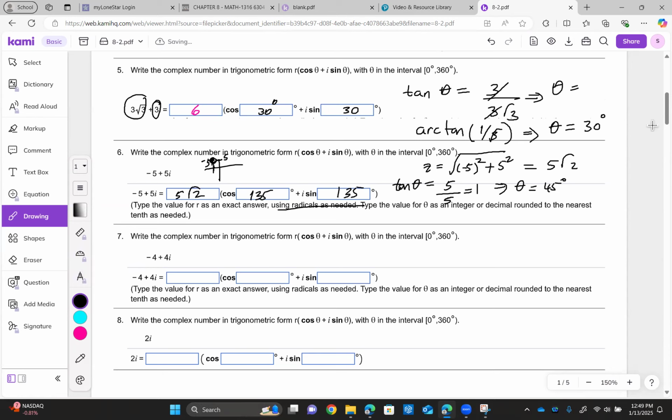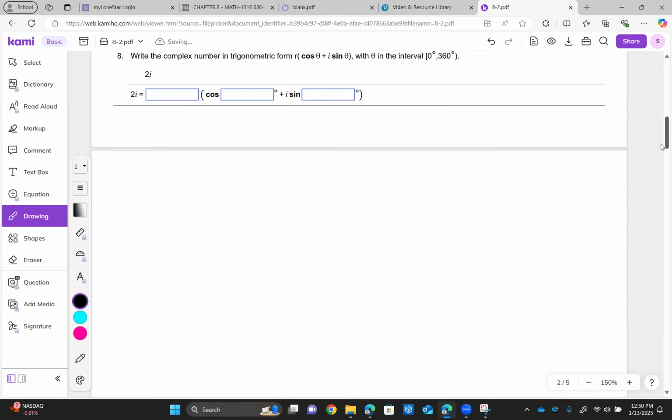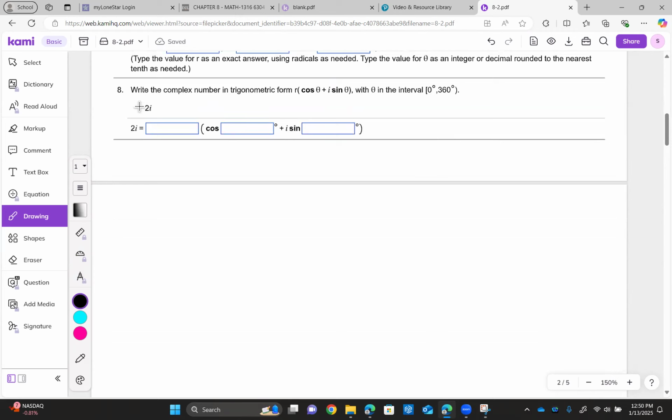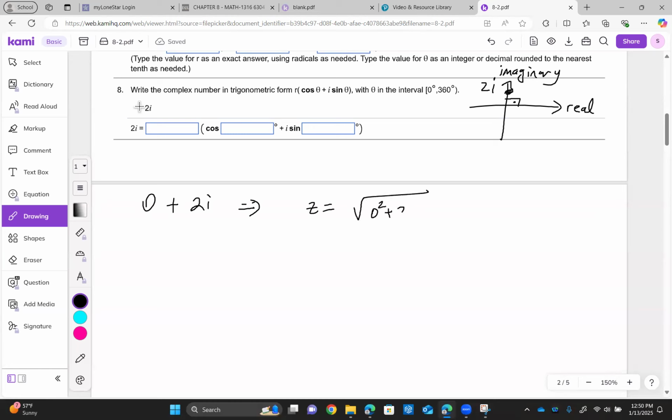I'm going to let you explore 7 and 8 using this strategy. And then it might be very helpful to plot the complex number given to you. So don't forget that this is the real axis. This is the imaginary axis. So, for example, for question 8, if you have 2i, this is your complex number. Even here, you will see that the angle you will need is 90 degrees. But 2i means 0 plus 2i. So for z, you will need 0 squared plus 2 squared, which is the same thing as 2. So its magnitude will be just 2. So the number that goes here is 2.